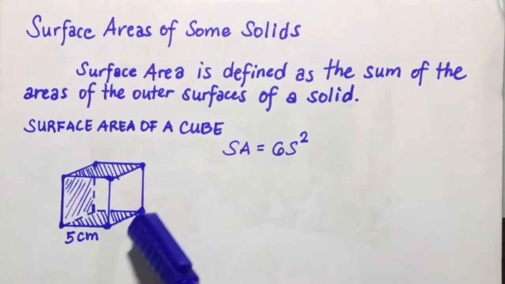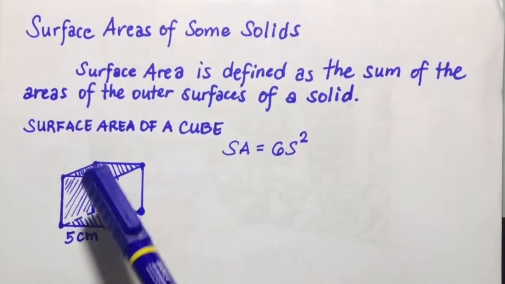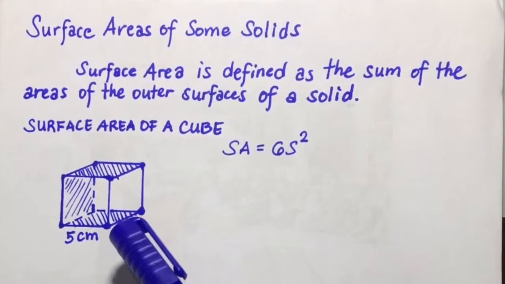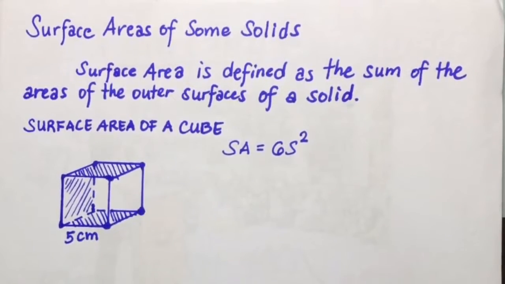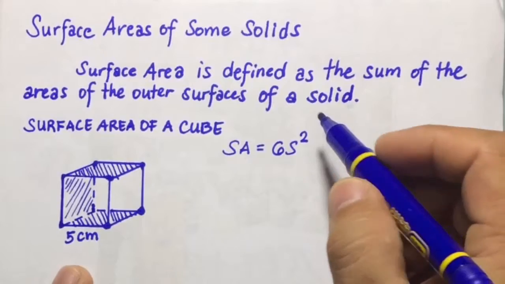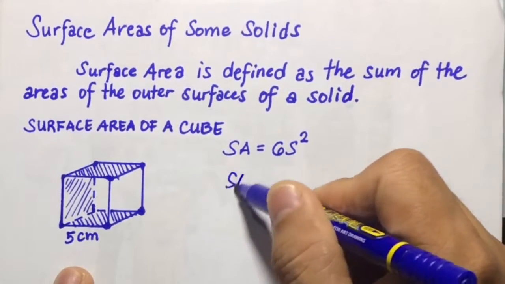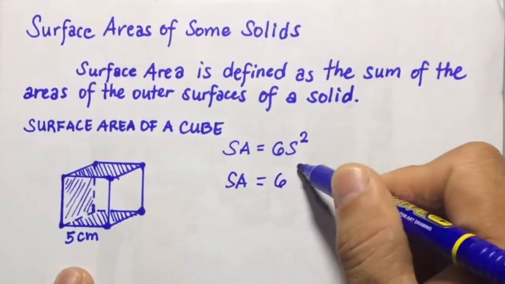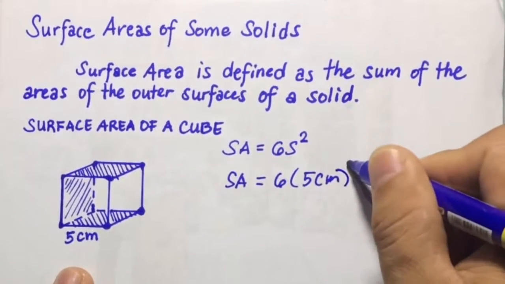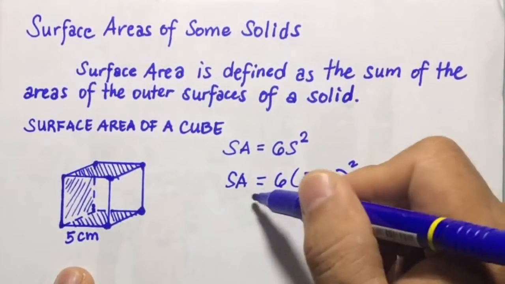So the cube looks like this. So this is a cube here and all of the sides here measure 5 centimeters. Now, if we're going to find the surface area of this cube, we're going to use the formula SA equals 6S squared. Then, SA equals 6 times 5 centimeters squared, the length of the side.